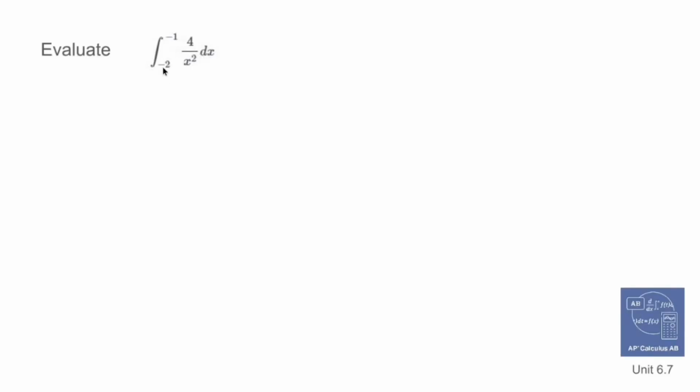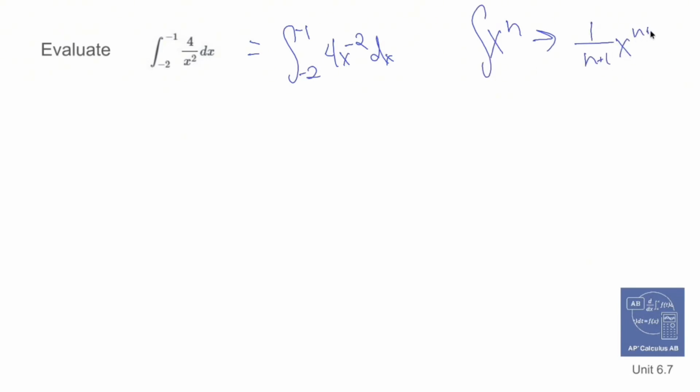Evaluate the integral between -2 and -1 of 4 over x squared. Well, let's rewrite this to the integral of 4x to the -2. Much better. And then we could use that power rule that says if I give you something that's like x to the nth, when you integrate that, that becomes 1 over n plus 1 x to the n plus 1.